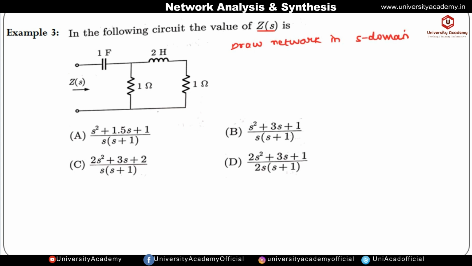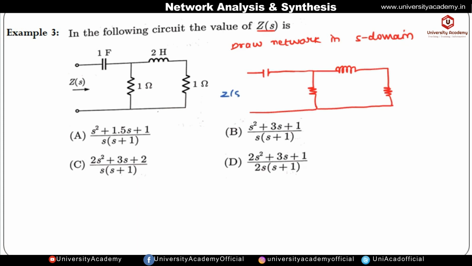So the first element is a capacitor, and this is a resistor, and this is an inductor, and again this is a resistor. So this is Z of S. Now we have to find Z of S from here. In the S domain, the capacitor is represented by 1 by Cs. Initial conditions are not given, so we will ignore them. The resistance in the S domain remains as it is. The inductor is represented by S into L, and again this is a resistor, its value is 1 ohm.